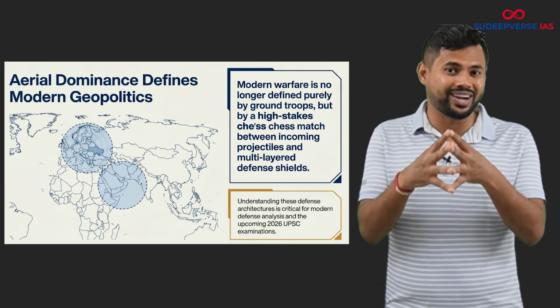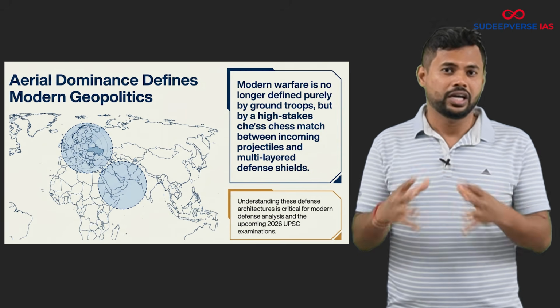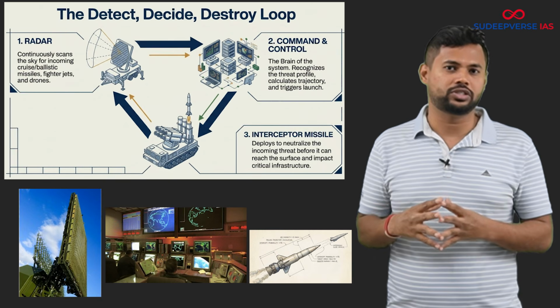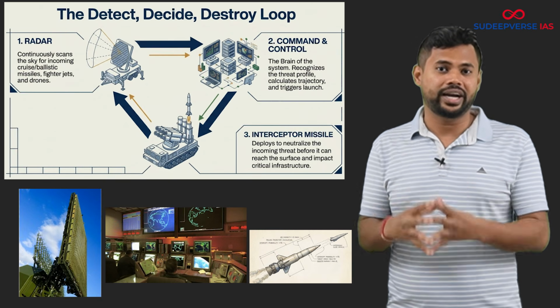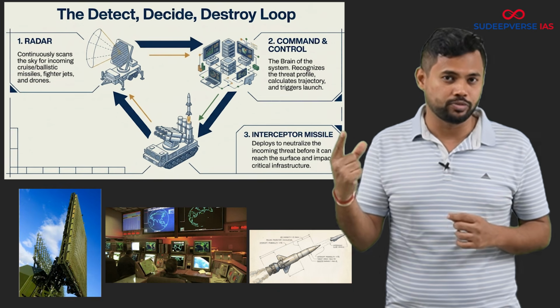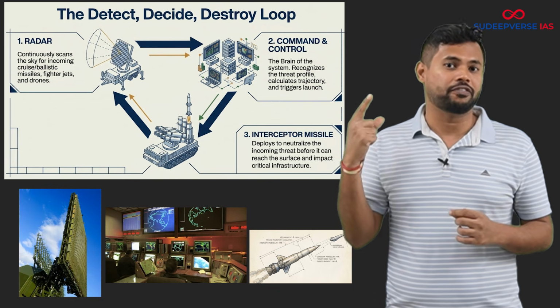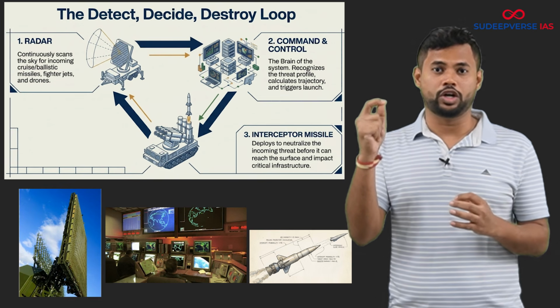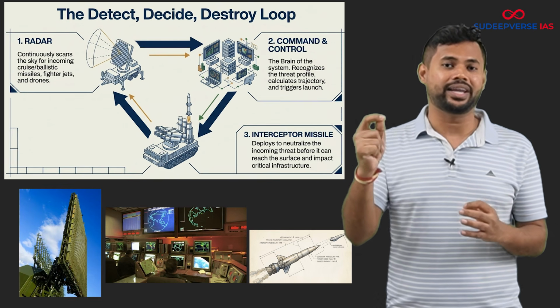Now before we go into the understanding of the air defense systems of these countries, understand how an air defense system works. An air defense system has three components. The first component is the radar. The radar keeps continuously scanning the sky for any incoming missiles, that can be a cruise missile or a ballistic missile, any incoming fighter jets or incoming drones. So the radars are continuously monitoring the sky in order to identify any incoming aerial threats.